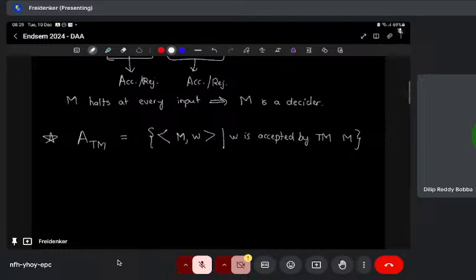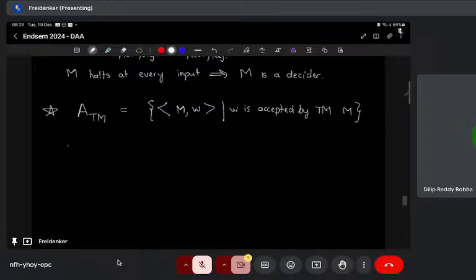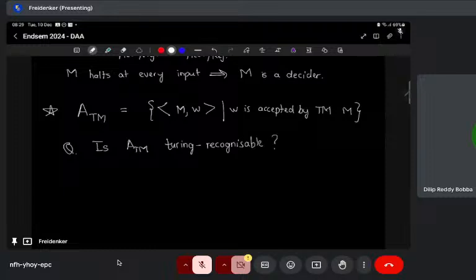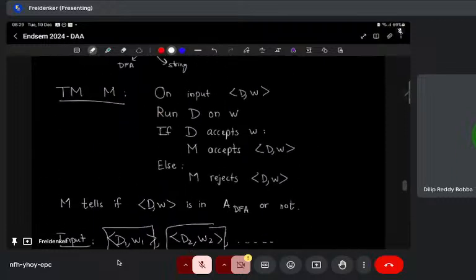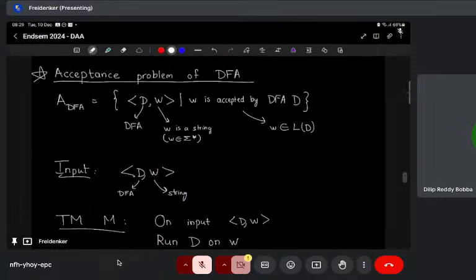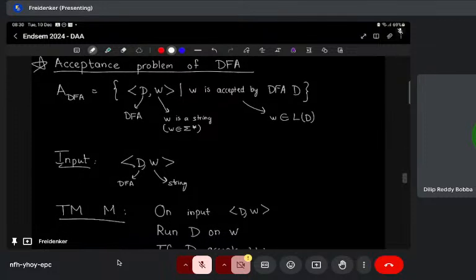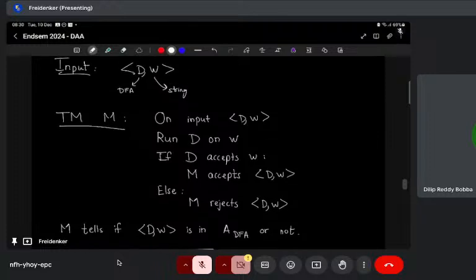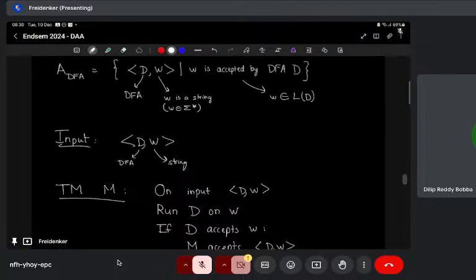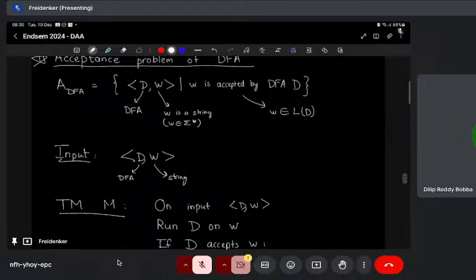Now there are some questions here. Is ATM Turing recognizable? What about this one? Is ADFA Turing decidable? For solving the problem of ADFA, what do we have? A machine M, right? So that would mean ADFA is Turing decidable, isn't it?